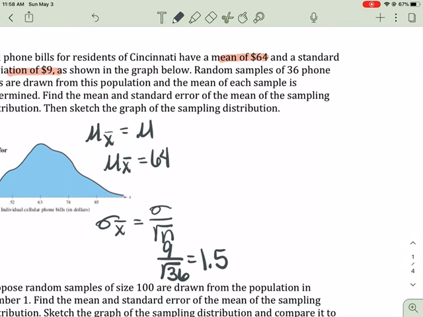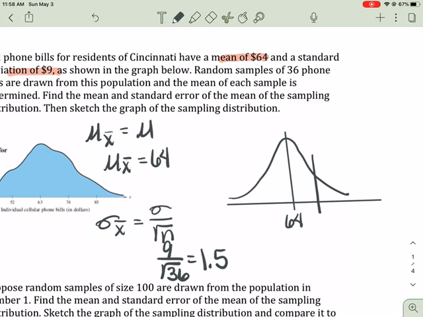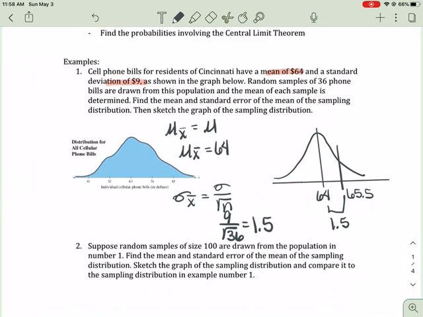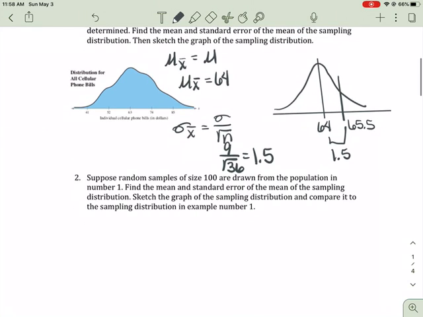Okay. All right, so we're going to sketch our new sampling distribution. So we're going to make a normal curve where our mean is at 64 and our standard deviation is 1.5 units. So if I wanted to write this number, I would write it as 65.5. All right, so as you take larger samples, this denominator is going to get bigger, which means our standard deviation is going to be smaller.